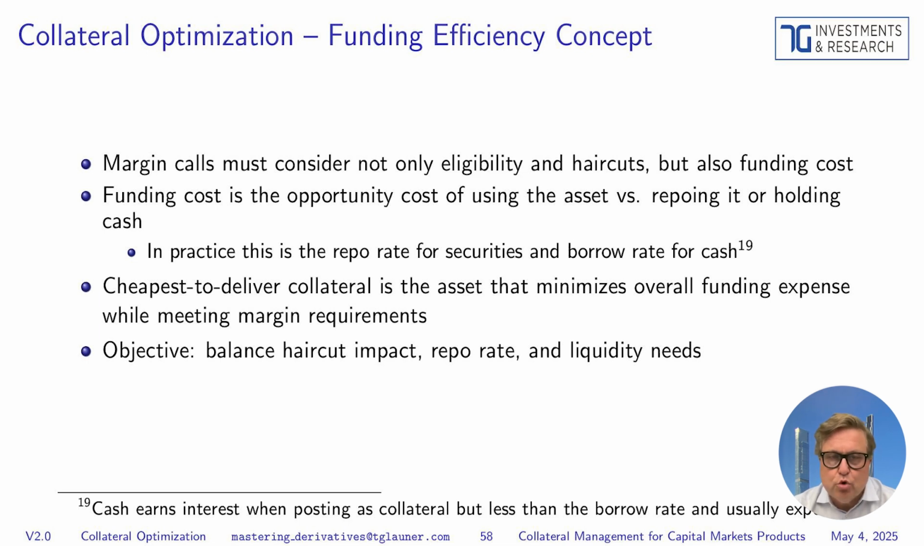Some assets, like posted cash collateral, may still earn some interest, such as SOFR overnight, but often not enough to fully offset the borrowing cost. The cheapest to deliver collateral is the asset that minimizes overall funding expense while still satisfying margin call requirements. Ultimately, the objective is to balance haircut impacts, repo rates, and liquidity considerations when deciding what to post.